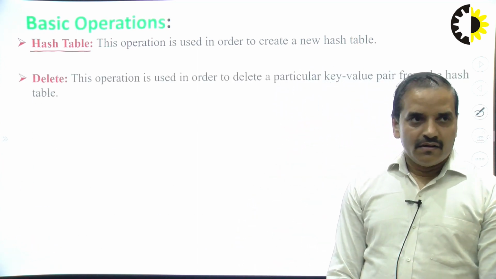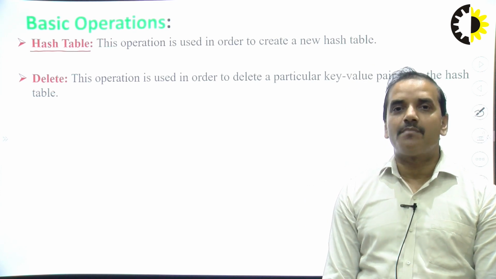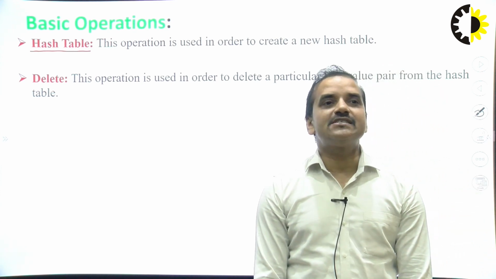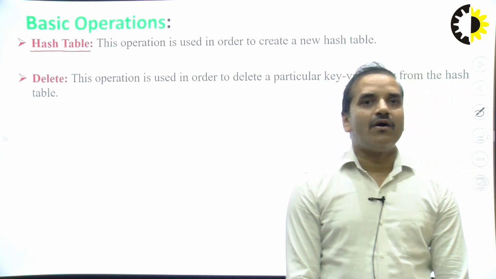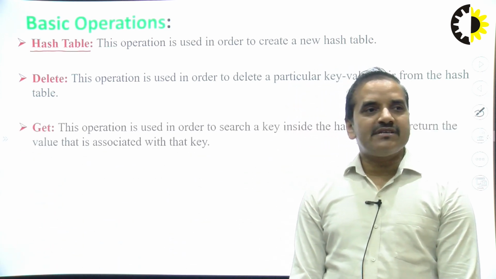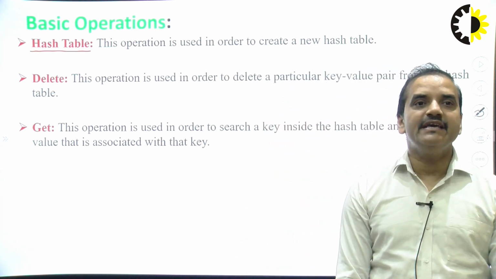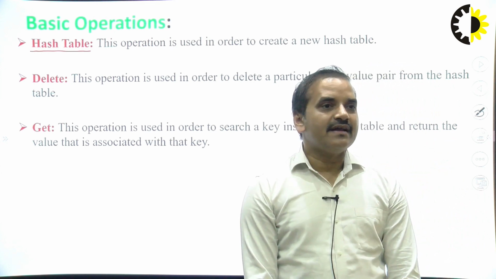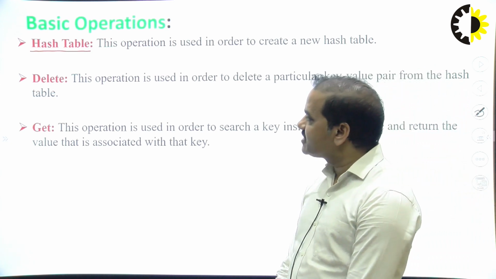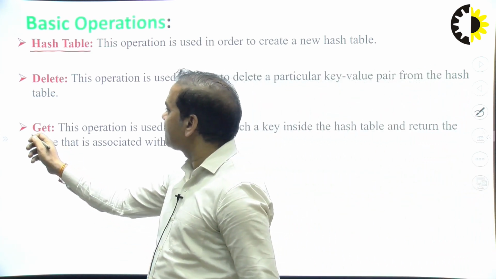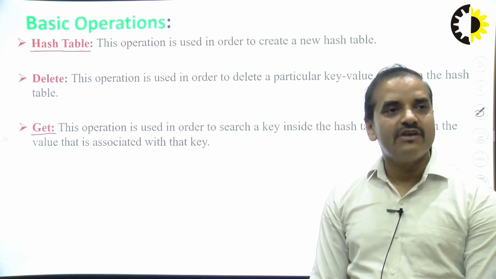This is our next operation, which is called delete. Delete means removing information from the given table. This operation is used in order to delete a particular key value pair from the hash table. The next operation is get. This operation is used in order to search a key inside the hash table and return the value that is associated with that key. That means get works similar to a searching method. It returns the value according to the key.